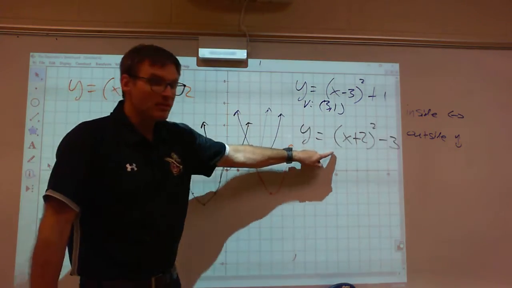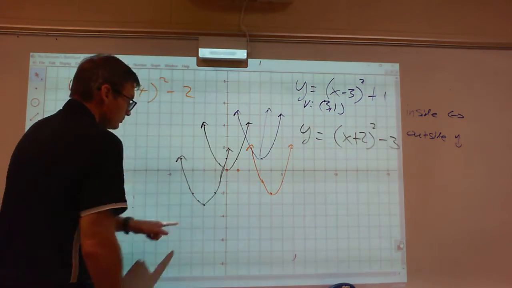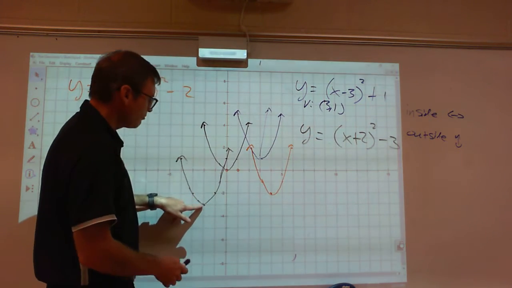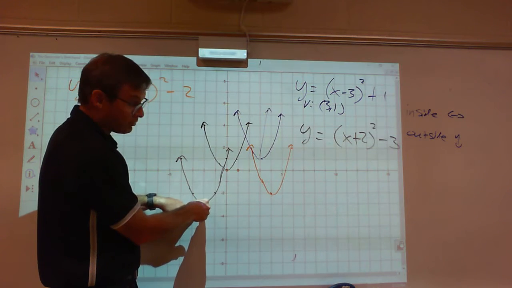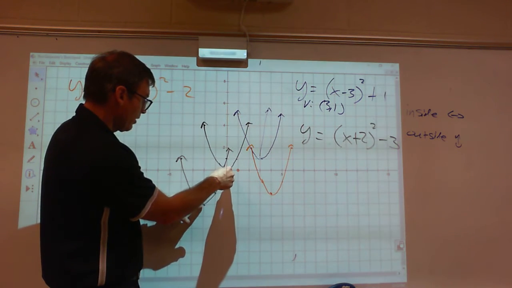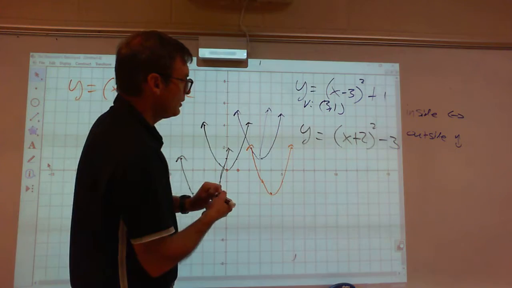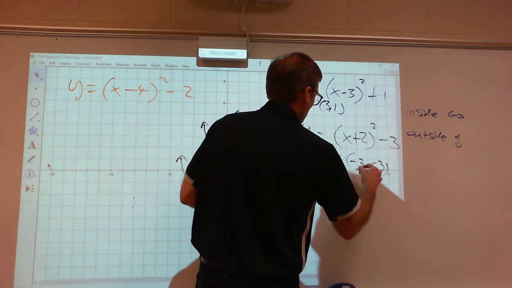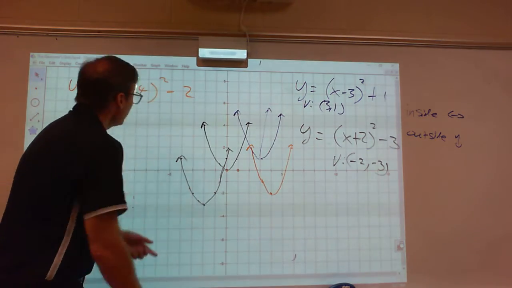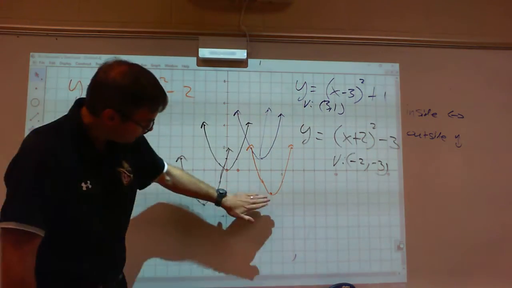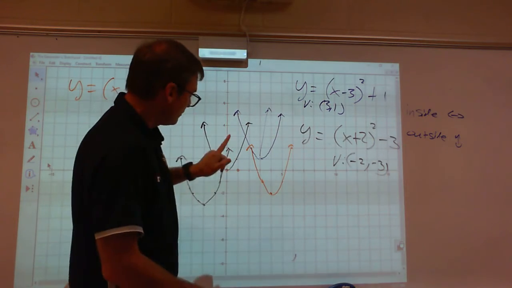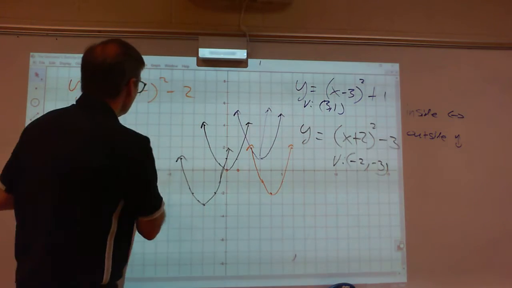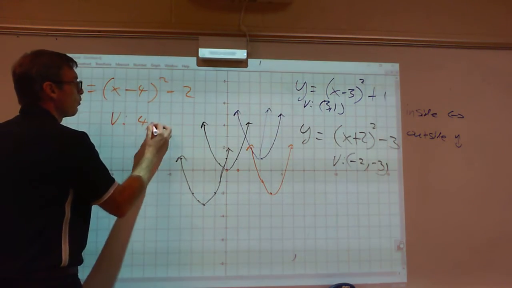If I look at the brown, you may not be able to tell it's brown here, okay? If I look at the brown, here's my graph. And if I want to find the coordinates of the vertex of the brown, that's going to be -2, -3. And if I look at the orange, that's my vertex. If I want to find the vertex of the orange, let's see, 1, 2, 3, 4, 2. So the vertex of the orange is going to be 4, -2.